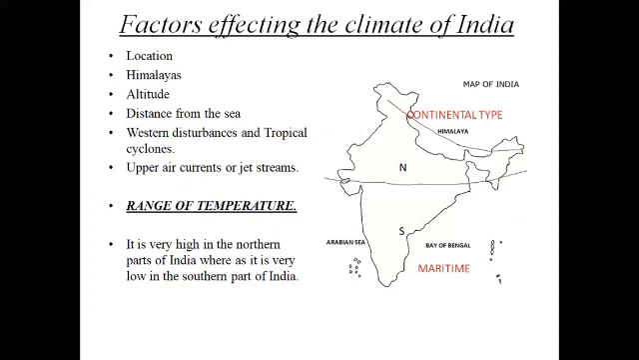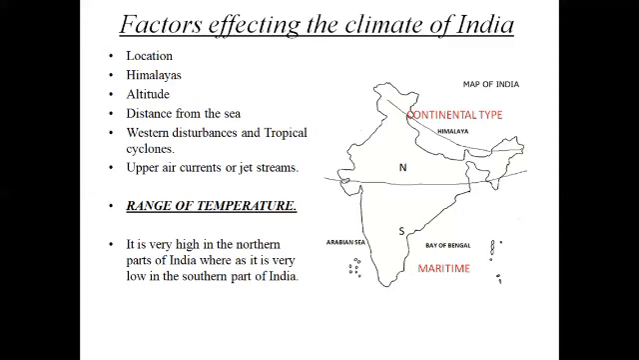Next, range of temperature. I told you earlier, the range of temperature is high in the northern part of India, whereas it is very low in the southern part of India. Now, what is this range of temperature? It means the difference between the summer temperature and the winter temperature. It is very high in the northern part of India, whereas it's very low in the southern part. I told you.